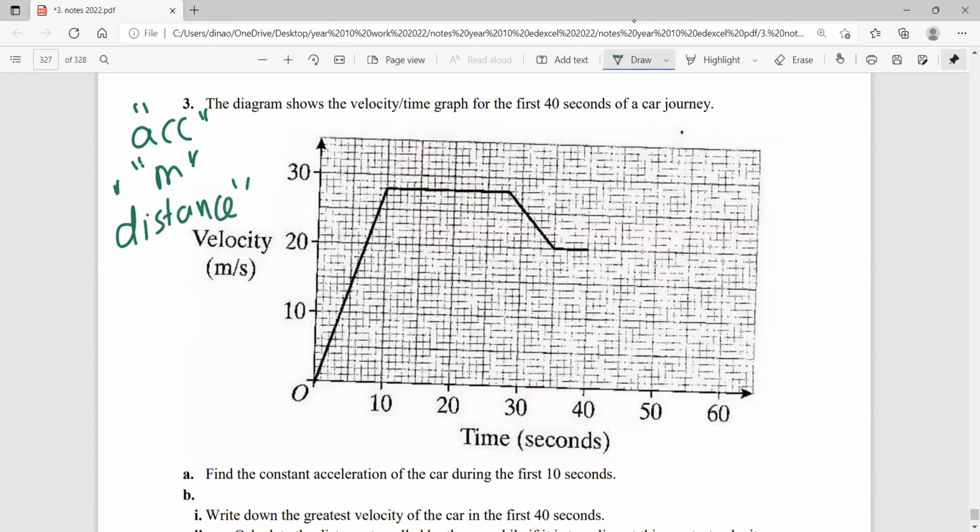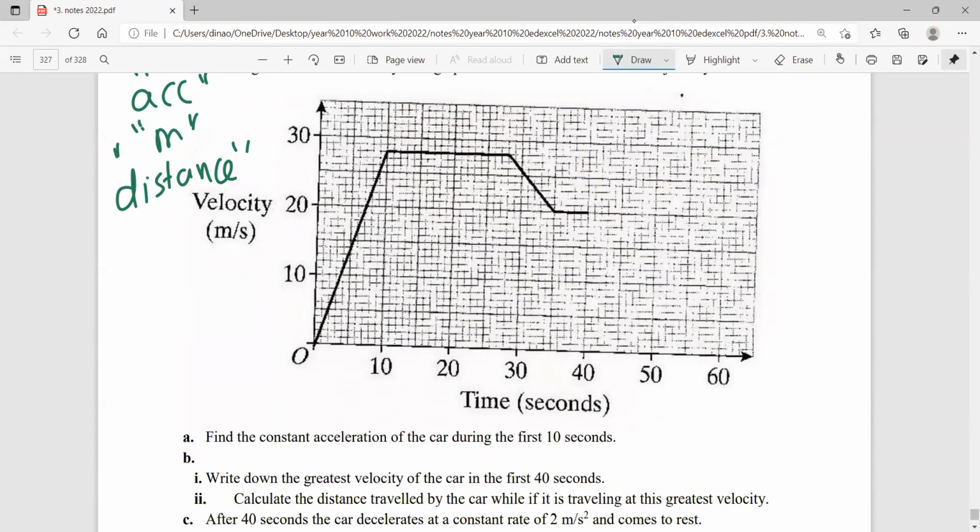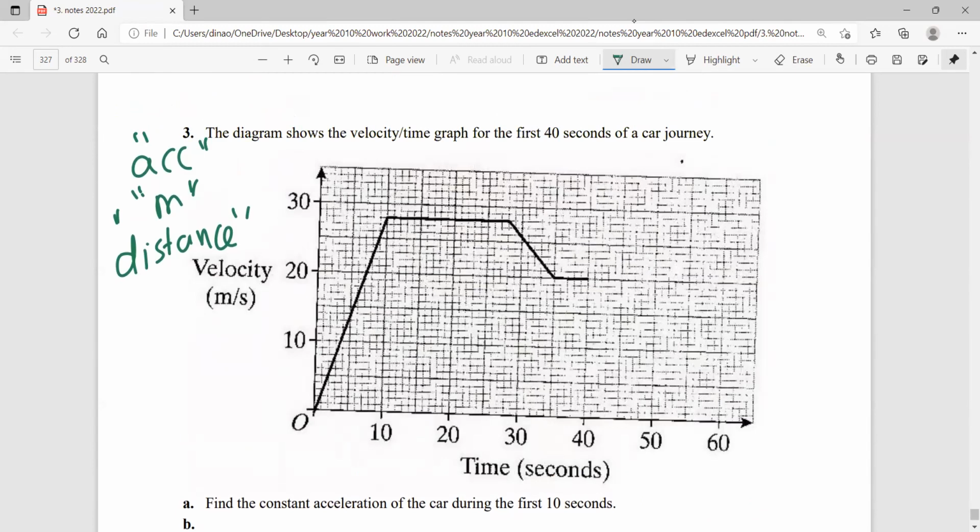And how do we calculate the distance traveled? By calculating area under curve. وهنشوف يا جماعة دي هتتحسب ازاي. طبعا هنا question number A قال لي find the constant acceleration of the car. طبعا this is a car moving as you can see، عربية ماشية بقالها 40 ثانية.